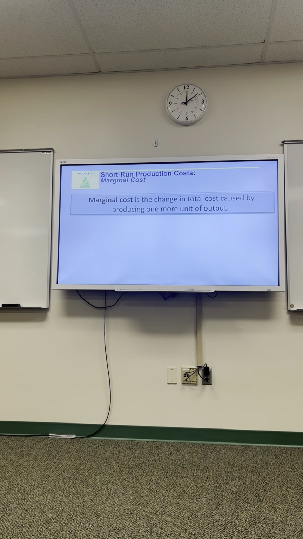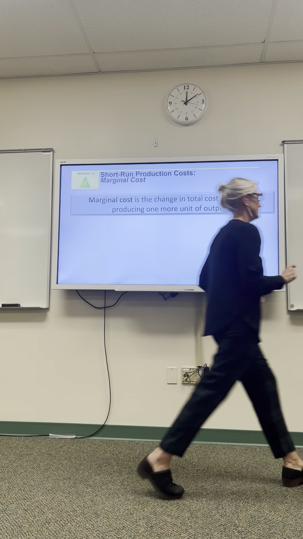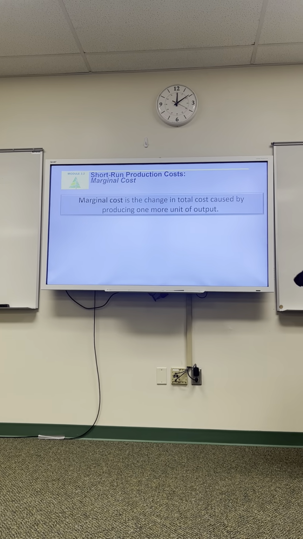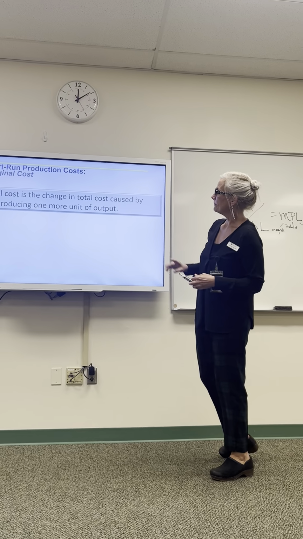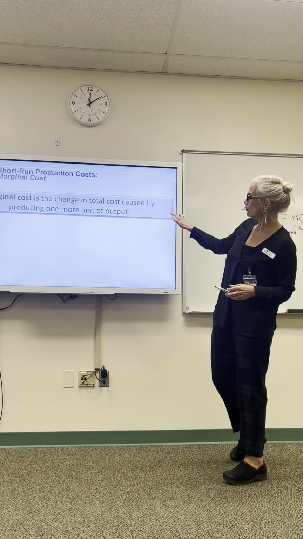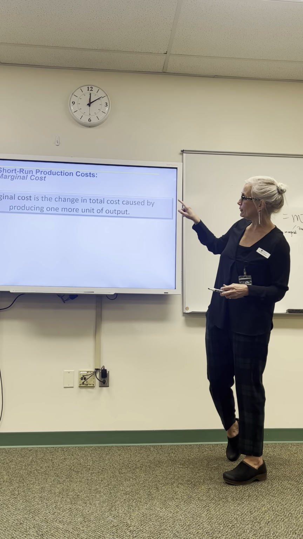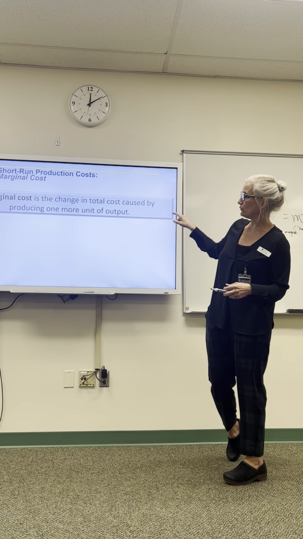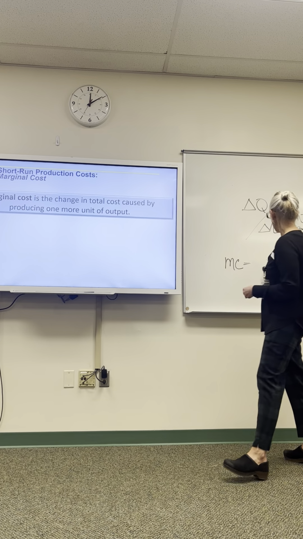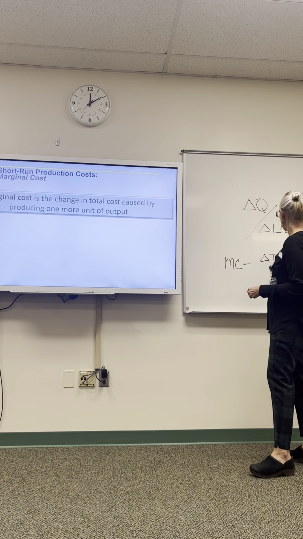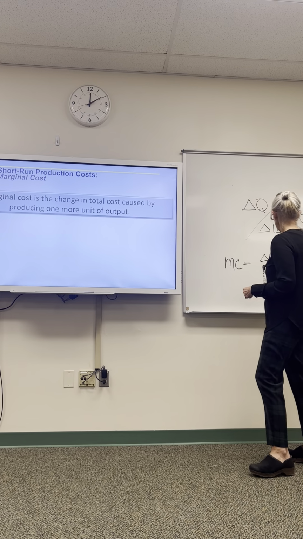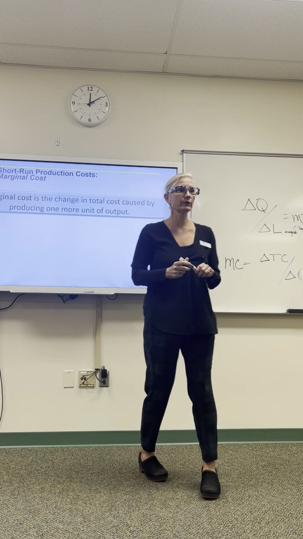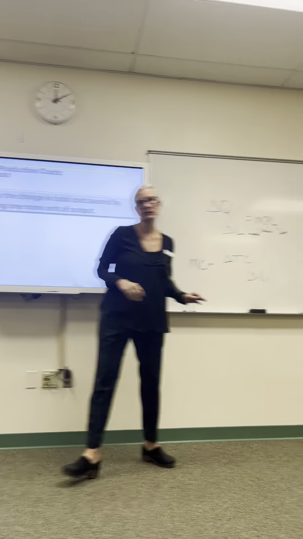Okay. All right, let's talk about marginal cost. Marginal cost. It's one of the most important things that we are going to derive. It's the change in the total cost caused by producing an additional unit of output. So it's equal to the change in total costs divided by the change in output. That's what Q is in the denominator, okay?